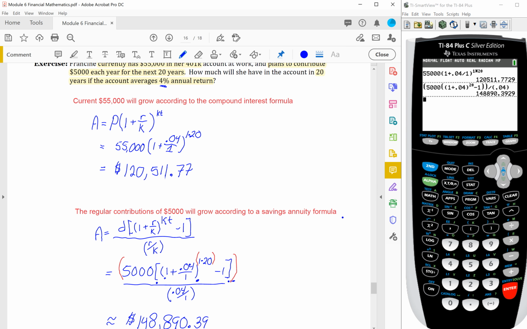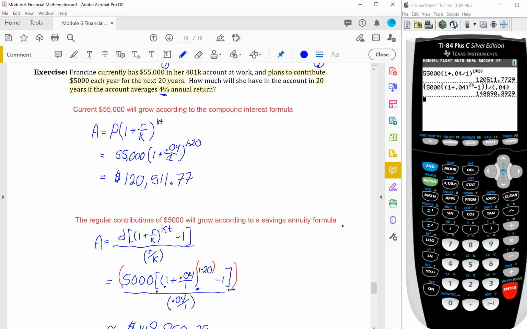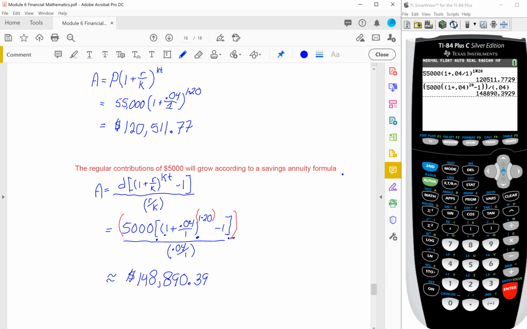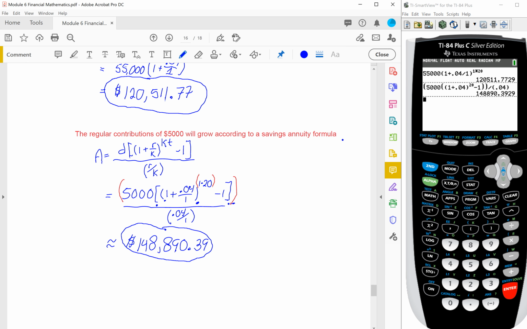Now, the original question we were looking at is, how much will she have in her account in 20 years? And remember, her account has grown now for two reasons. It grew because of the $55,000 she started with growing to $120,000. It also grew because of those $5,000 contributions, which amounted to $148,890.